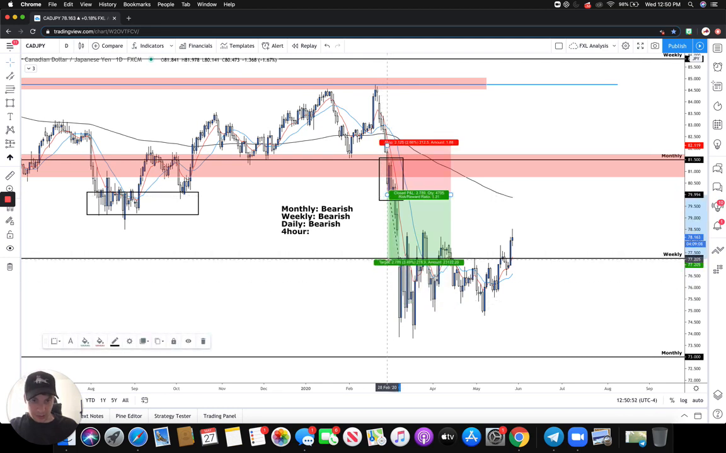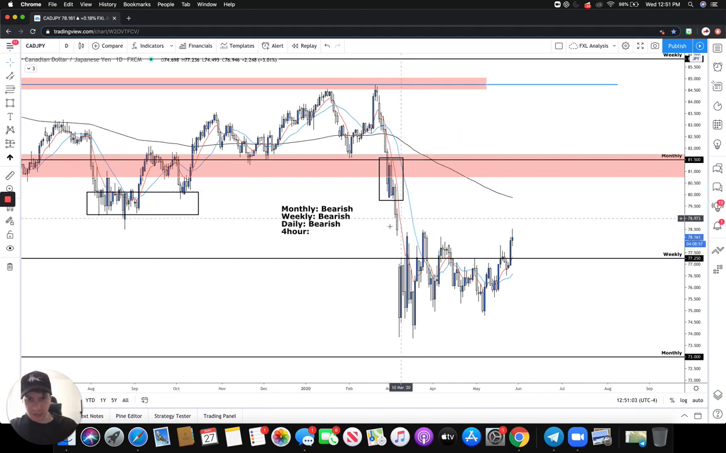So we would have targeted at least here. Stop loss would have been outside this monthly. It actually would have been more so. There's probably an engulfing in here. We'll get to that in a second. But again, you at least want a 2-to-1 risk to reward. You could have targeted this weekly and potentially this monthly.